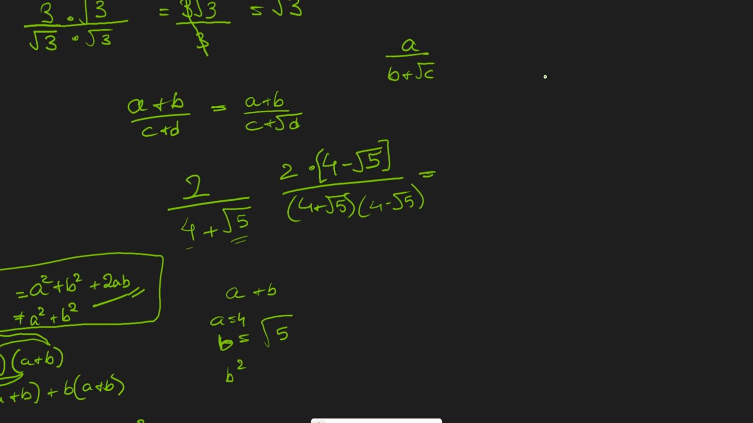Now let's expand the brackets. You get 2 times 4, which is 8, minus 2 root 5. And now let's expand the brackets here. A square minus b square, use our identity, so we don't have to expand it and then simplify. So a square, a is 4, so a square is 16, minus b square is 5. So you get 8 minus 2 root 5 by 11, which is much, much, much simpler to solve than this.